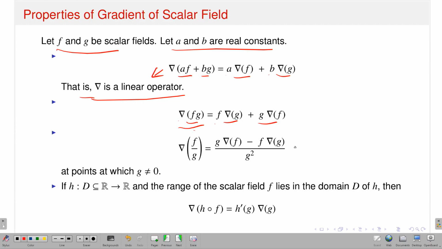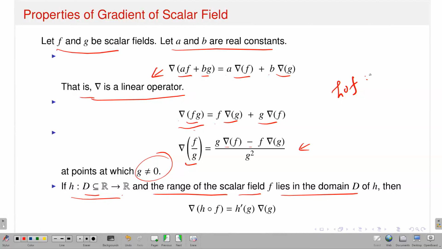Similarly, for the quotient, again it is the Leibniz rule. The gradient of f by g is g times the gradient of f minus f times the gradient of g, divided by g squared, provided g is non-zero. And this is sometimes called the chain rule or composition. Suppose h is a function from a domain D, a subset of R, to R, and the range of the scalar field f lies in the domain of h. Otherwise h composed with f does not make any sense. Then h composed with f is a map from Rn to R. That means the range of f should be in the domain of h. That is exactly what I have written.